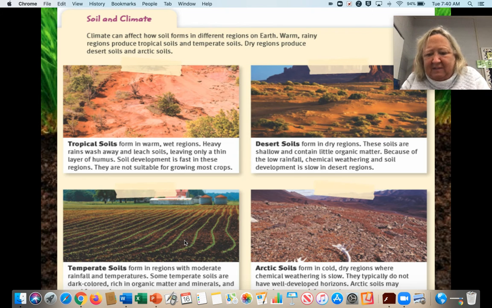And then last, from the way up north, Alaska, Montana, northern Minnesota, form in real cold, dry regions. Not a lot of chemical weathering, not many horizons, those type things.